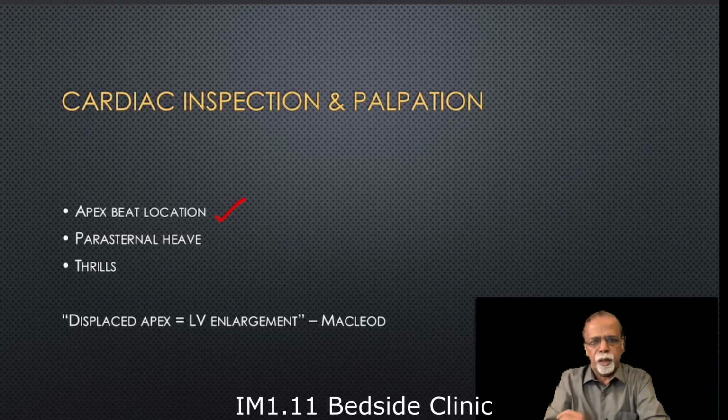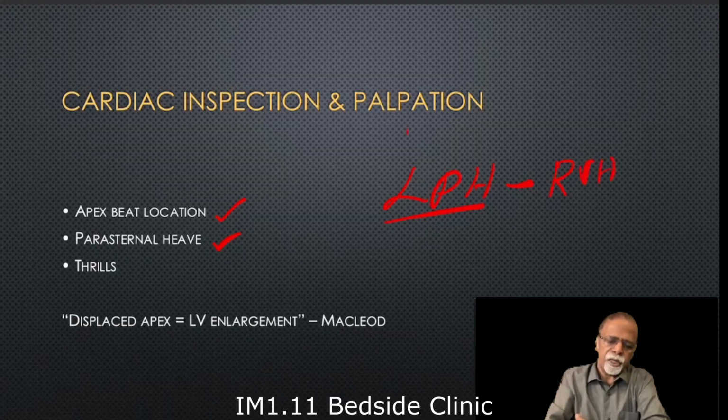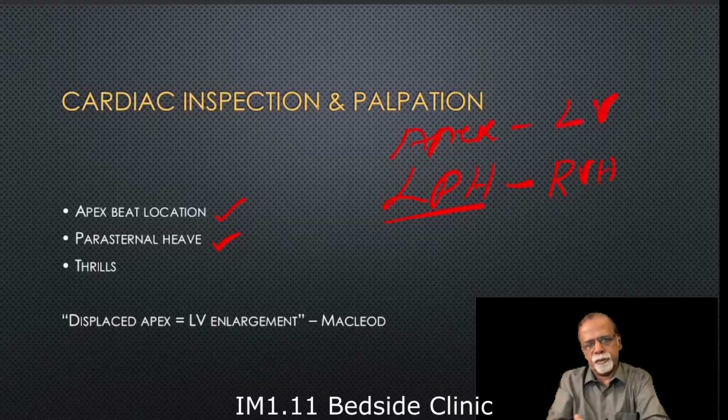If it is shifted, identify the character, whether it is normal, forceful, sustained or heaving type of apex. Then look for parasternal heave. Sorry, left parasternal heave indicates right ventricular hypertrophy, whereas with the apex beat, we are mainly concerned with the LV function. The features have been already discussed.